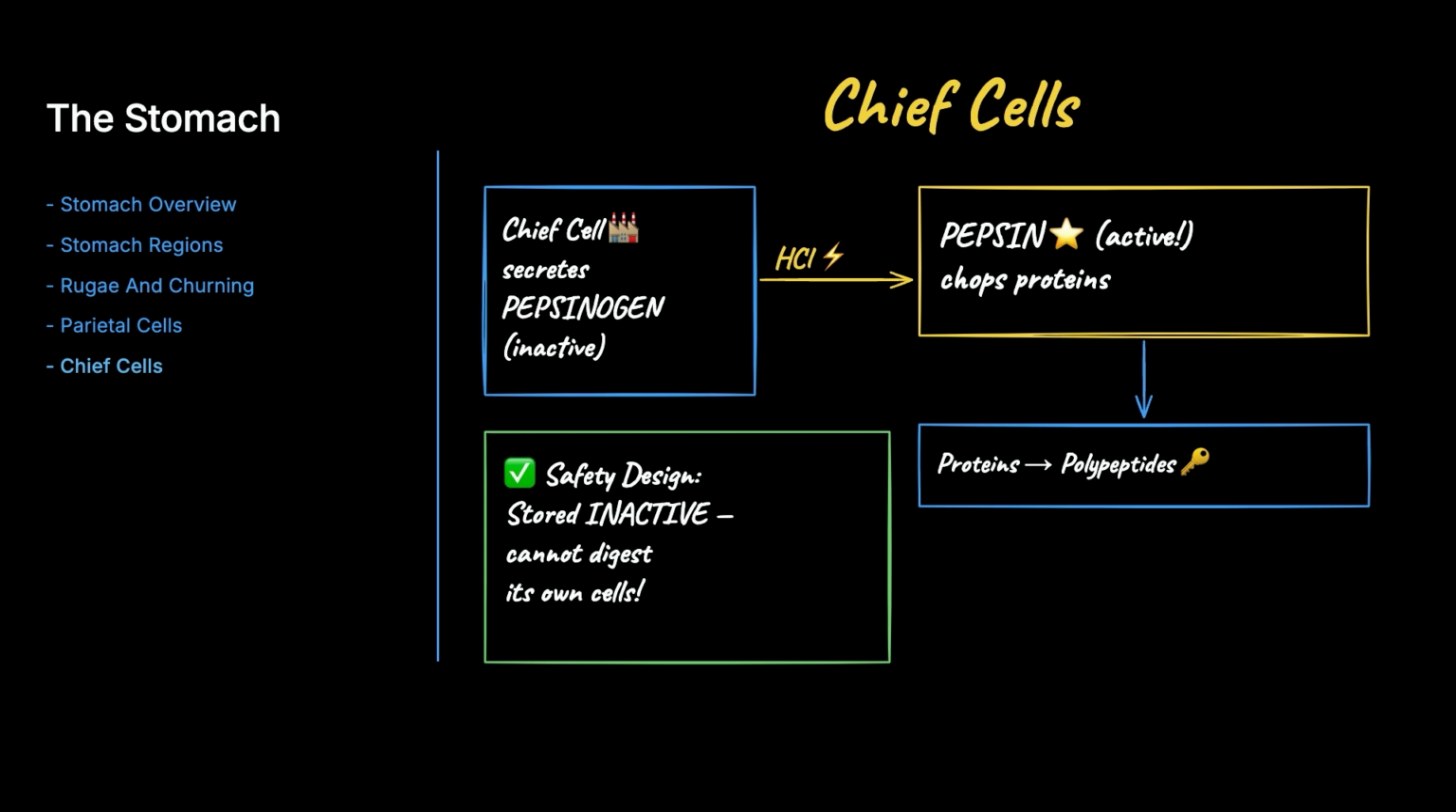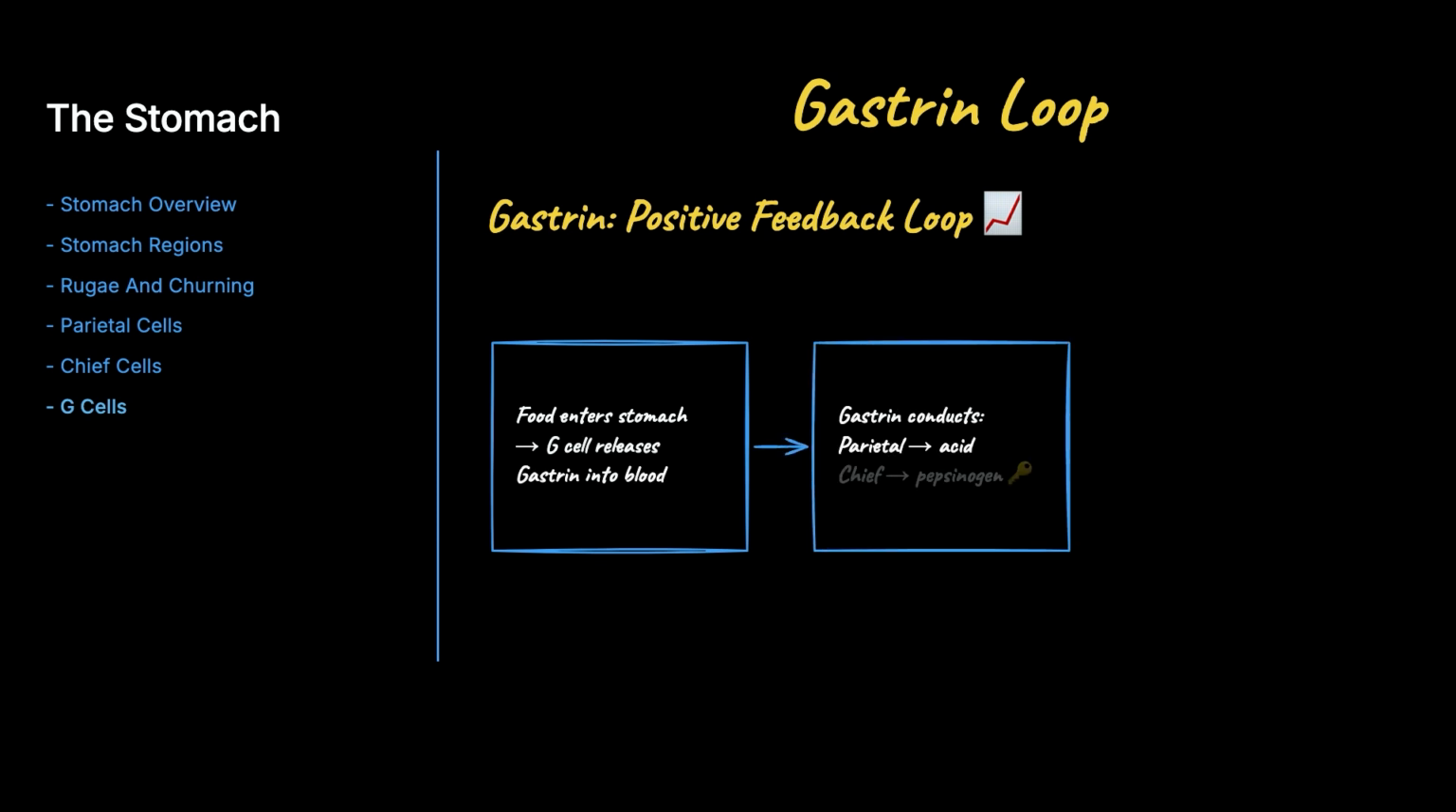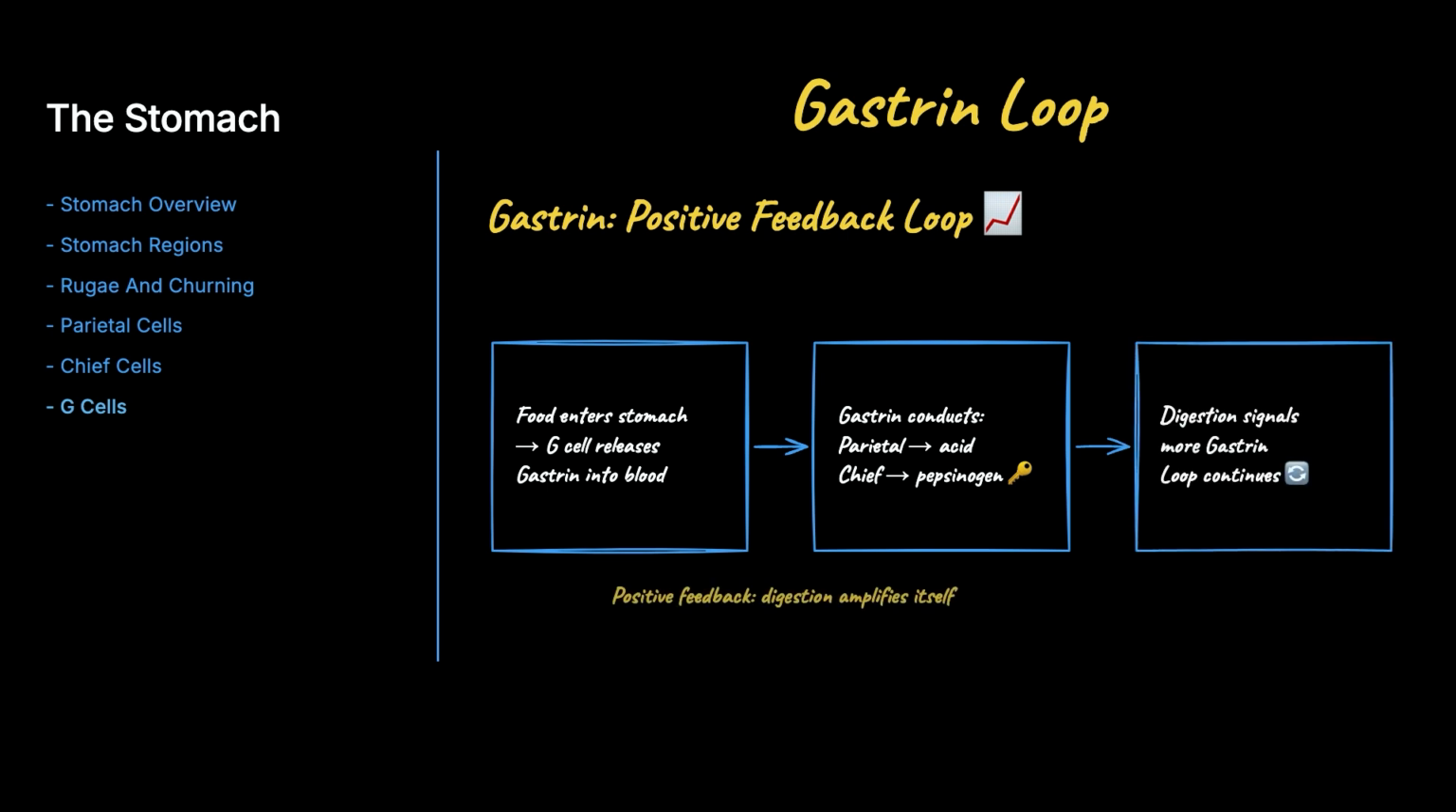This is a beautiful safety design since the enzyme is stored inactive, so it cannot digest the very cells that make it. The third key cell is the G cell, which releases gastrin into the blood. Gastrin conducts the stomach. It tells parietal cells to make more acid, chief cells more pepsinogen, and muscle to contract harder. Food triggers gastrin. Gastrin boosts digestion, and that digestion triggers more gastrin, a positive feedback loop.